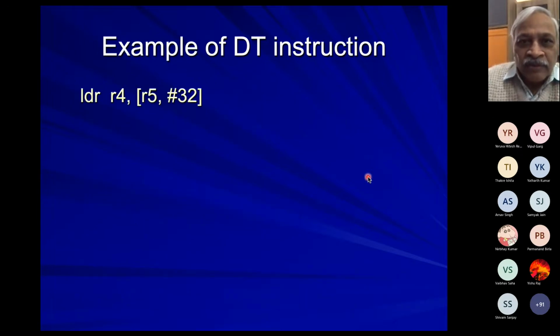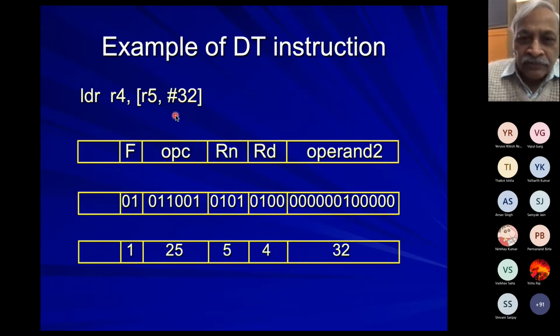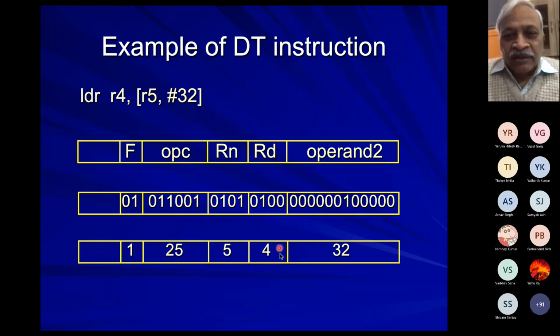So here are some examples of DT instructions. You could write LDR, a destination register, and the address specified by the base in R5 and a constant offset. So 32 is sitting in this operand field. The F part is 0, 1, or in decimal I'm just putting a 1 here. OPC for this is 25. This is the destination, and that is the base.